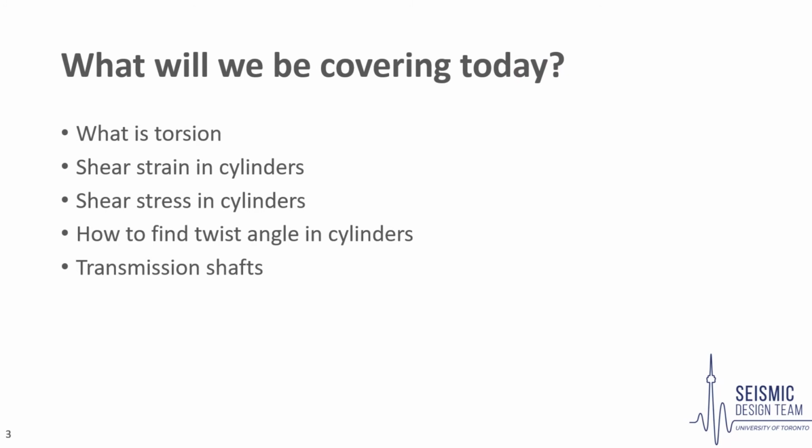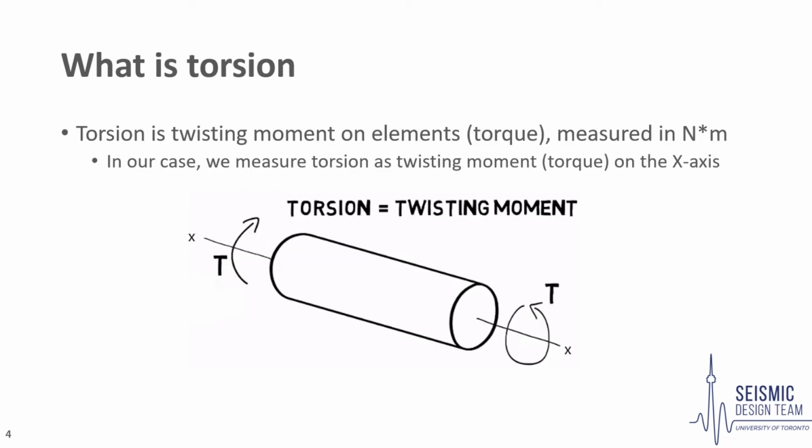So today, these are the topics we'll be covering. First we'll look at what is torsion, then we'll look at shear strain in cylinders, then shear stress in cylinders, how to find the twist angle in cylinders, which we will define later, and transmission shafts. And if you're wondering what transmission shafts are, they're essentially pulleys and gears, or what you use to transfer power across a system. So what is torsion?